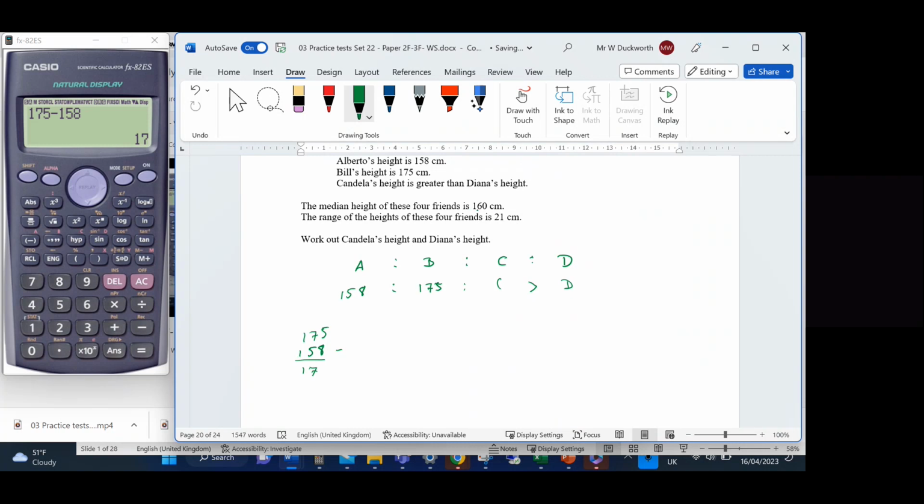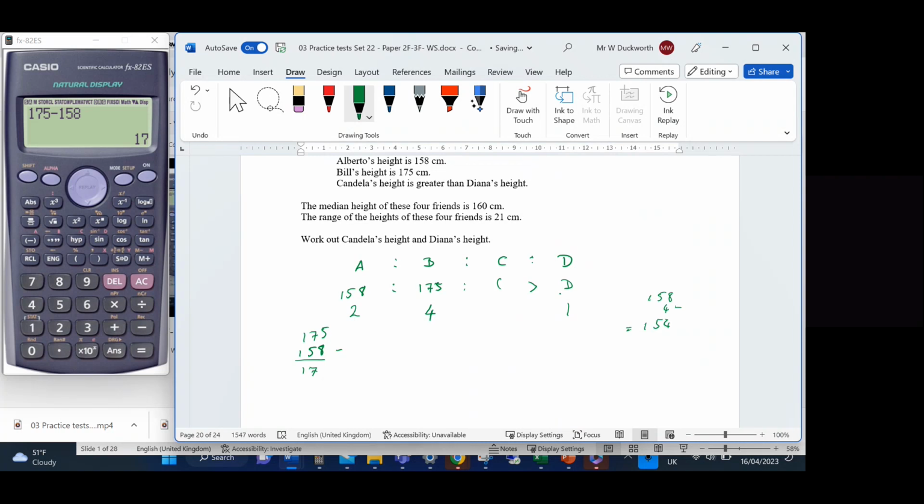So if we think about it, we've got a median height of 160, that means the middle height. We've got 4 people, so the middle would be the average of the middle 2. This one's very close to that already. This one's well above that. So I'm going to say that this person is in position 4, and this person is in position 2 because it's very close to the median. That would mean that the shortest person has to be 4 less than this. So D would be the shortest and would have a height of 4 less than 158. So 158 minus 4, that would be 154.